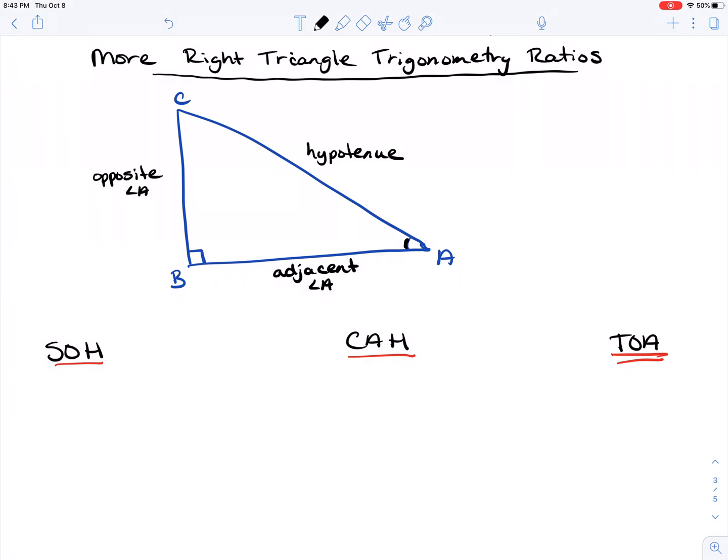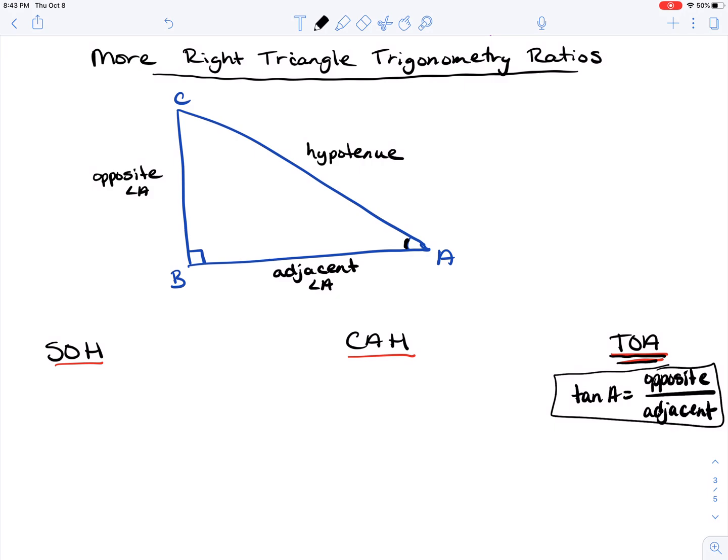So what does that mean when we look at other trigonometry ratios? We've already looked at TOA from SOHCAHTOA. And TOA, if you recall, is the tangent ratio. So the tangent of A is opposite over adjacent. And we know that already from previous videos.